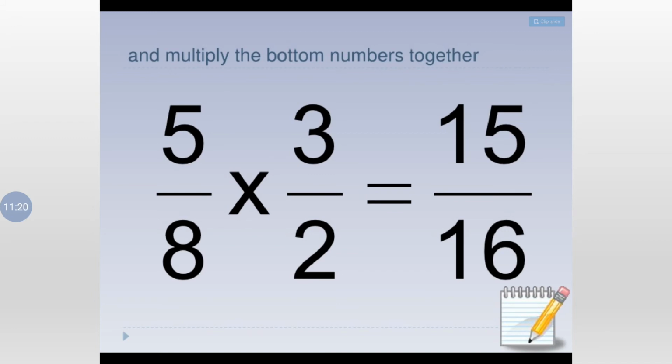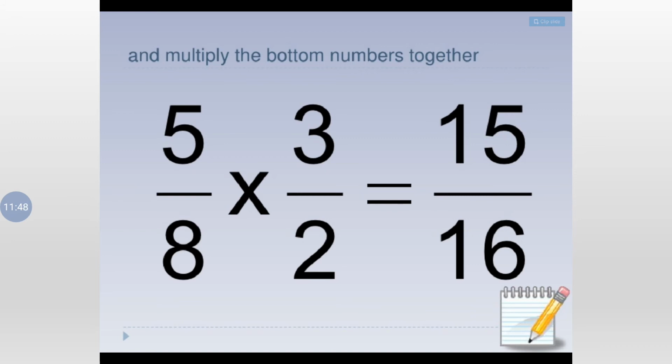So keep it means don't change the first fraction: first fraction 5 by 8 fixed. Next, change it means the operation will change, division into multiplication, so multiply. Another one is 2 by 3. Flip it means form a reciprocal. So 2 by 3 is a reciprocal of 3 by 2.